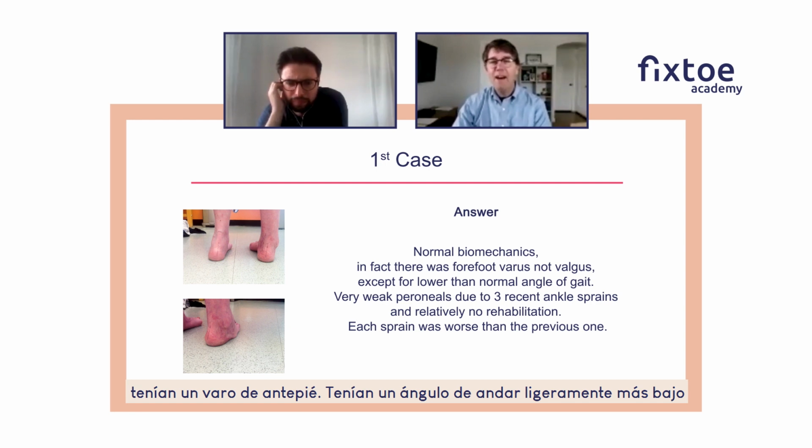They did have a slightly lower angle of gait, so they weren't in-toed, but they were a little lower than normal. And that probably put a little stress on the lateral side. But this is one of my sports patients, very weak. Here's a young person whose peroneal tendons I could break with one finger. Their peroneal strength was so weak.